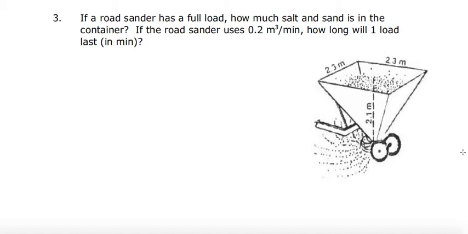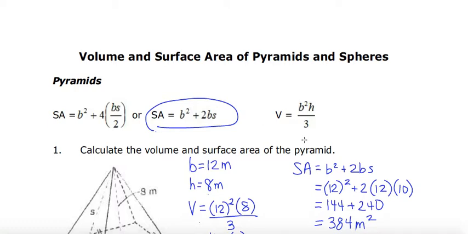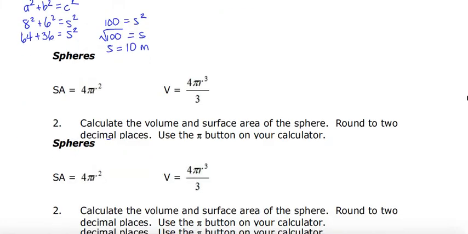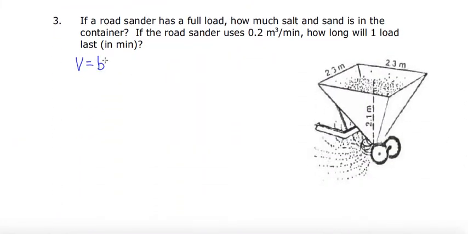In order to figure out how much something is filled with, that is volume. So we want to figure out the volume of this road sander. This is a square base pyramid, so I need to use the formula for the volume of a square base pyramid. If I refer back up to the top of my page, the volume for a square base pyramid is base squared times height divided by 3. So I'm going to write this in, base squared times height divided by 3.